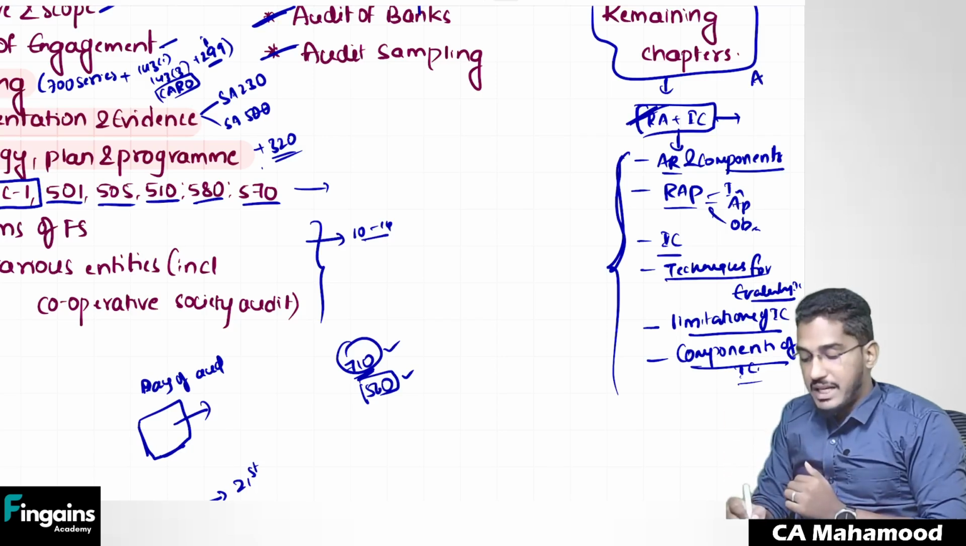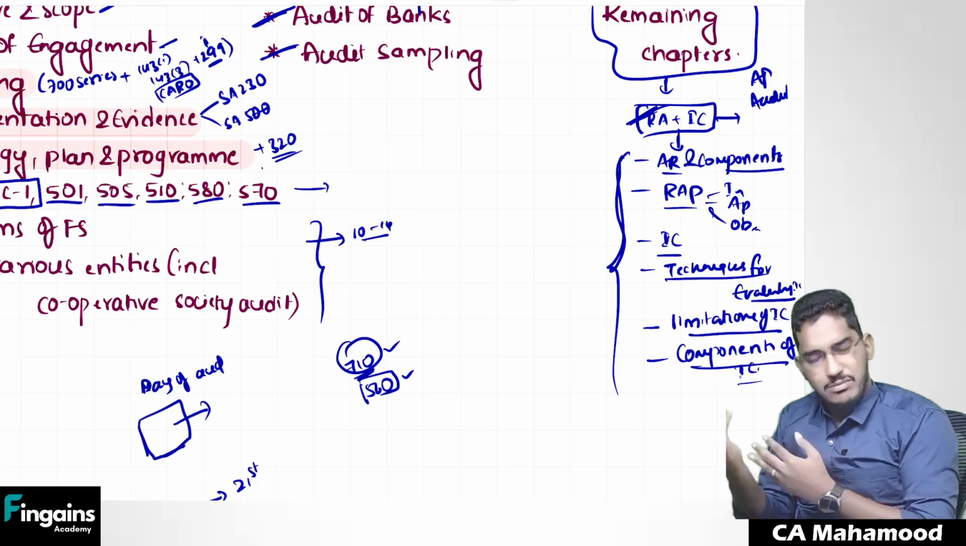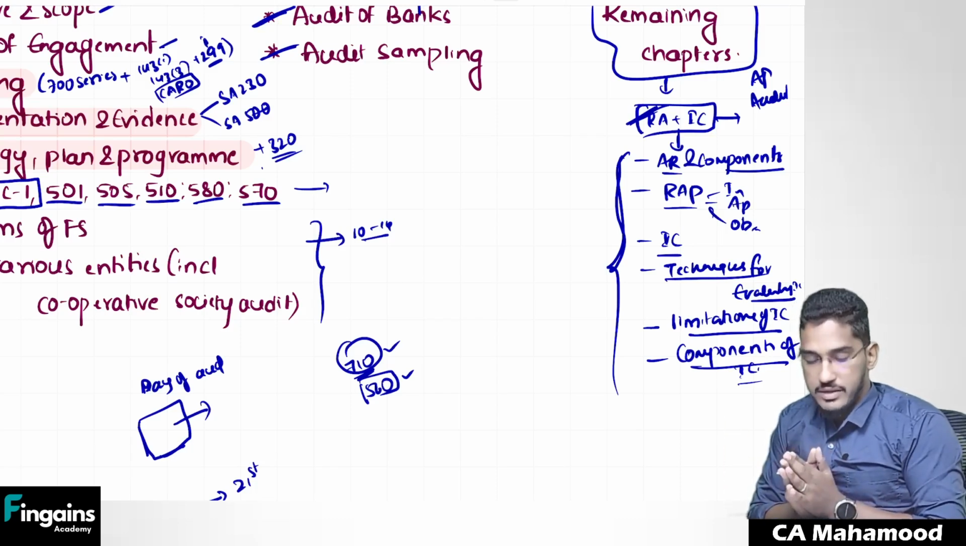And the remaining chapters, like analytical procedures and audit in an automated environment, are actually small chapters. If you have time, you do it. If you do not have enough time, you can keep it aside. Clear, everybody? Able to understand?